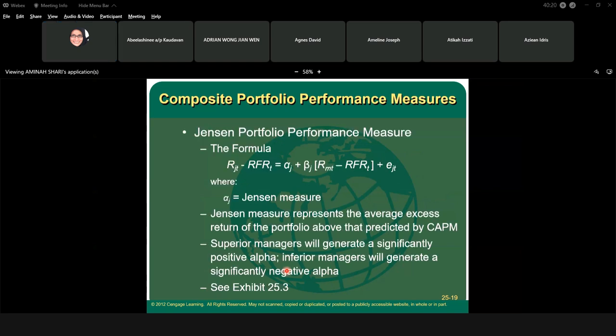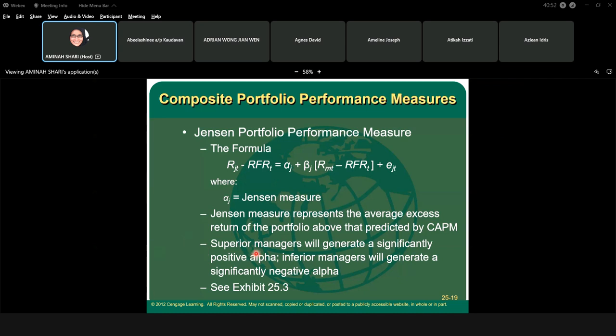Kalau Jensen macam ni tadi I mention kan, dia buat comparison between the performance of the return and also the performance of the benchmark kan. Dekat sini lah kita tengok dekat mana dia nak comparekan the return and also the benchmark, return on benchmark. Okay. This one lah yang alpha value, alpha value ni is considered as Jensen lah, Jensen performance measure.